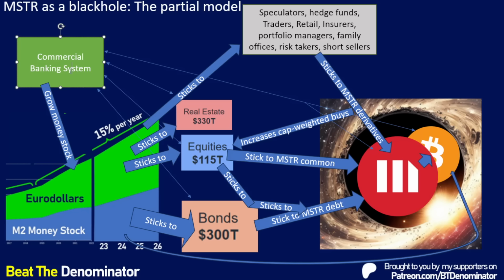So the commercial banking system amplifies everything by taking the value of these assets and lending against these assets. That's why when you follow Bitcoin, it's always such a big deal if Bitcoin is recognized as a way to issue collateral against it, because you're just growing the pie. The final point that I'm going to introduce in my partial model is the growth of the money pie itself. Of course, it also sticks to speculators, hedge funds, traders, retail investors, insurers, portfolio managers, family offices, risk takers of all sorts, and short sellers.